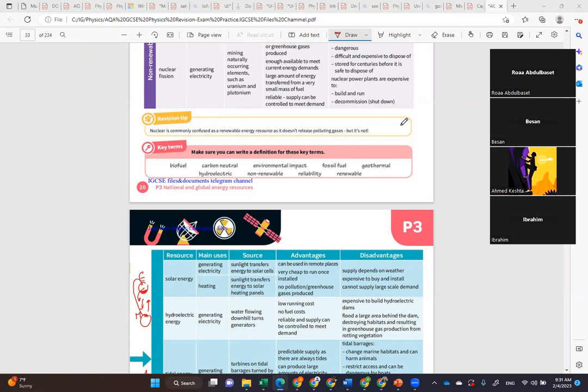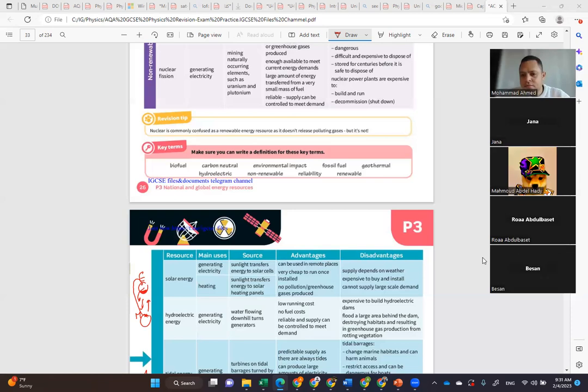Hello, hello. No, you have to participate. We're going to start. Yes, go ahead, Ahmed. You said renewable or non-renewable? Biofuel is a non-renewable.